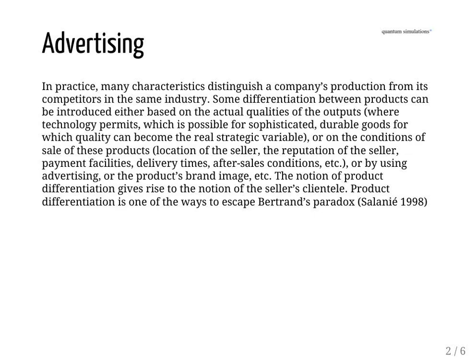In practice, many characteristics distinguish a company's production from its competitors in the same industry. Some differentiation between products can be introduced either based on the actual qualities of the outputs, where technology permits, which is possible for sophisticated, durable goods for which quality can become the real strategic variable, or on the conditions of sale of these products, location of the seller, the reputation of the seller, payment facilities, delivery times, after-sales conditions, etc., or by using advertising, or the product's brand image, etc.